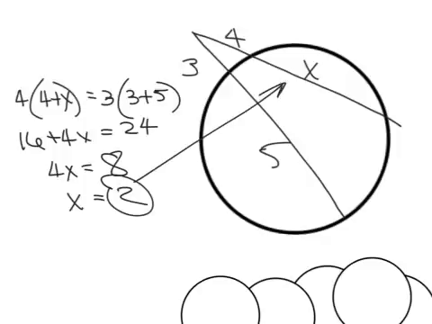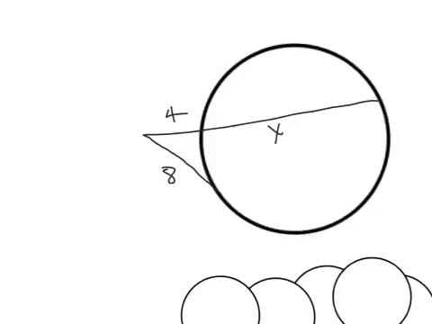So let's see if that's right. 6 times 4 is 24. 3 times 8 is 24. Yep, that works. Okay, notice what we've got here. We've got this secant, and then we have this one here, and it is tangent to the circle and then stops. Tangent means that the line crosses, intersects the circle at one point.